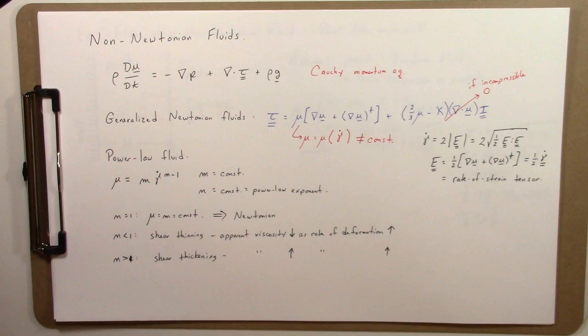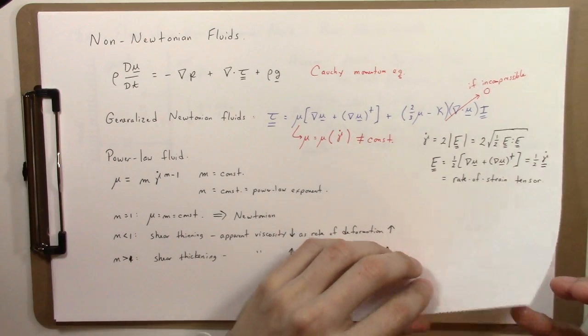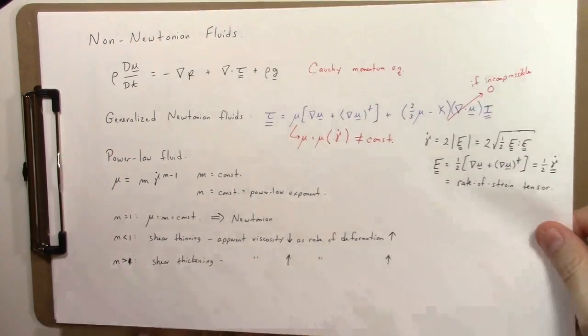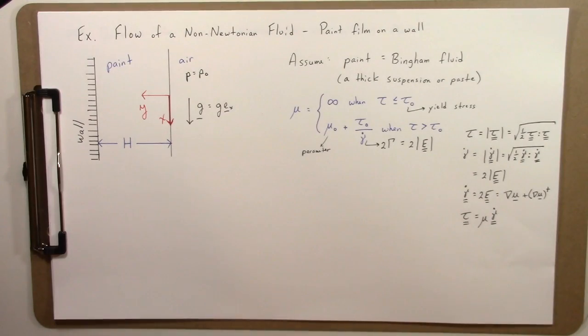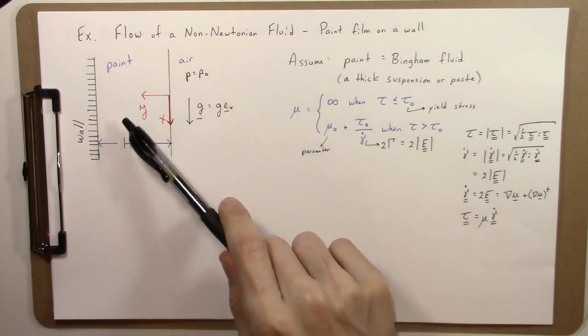can often be accurate over a limited range of shear rates, making it very useful in a lot of theoretical analyses. We're going to consider a slightly more complicated model of a non-Newtonian fluid in the example we're going to cover in detail for the rest of this lecture. And that is the flow of a non-Newtonian fluid or paint film on a wall.